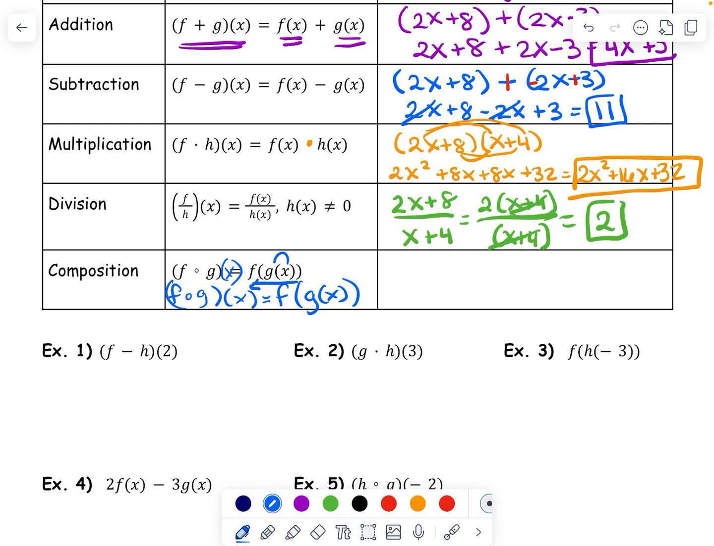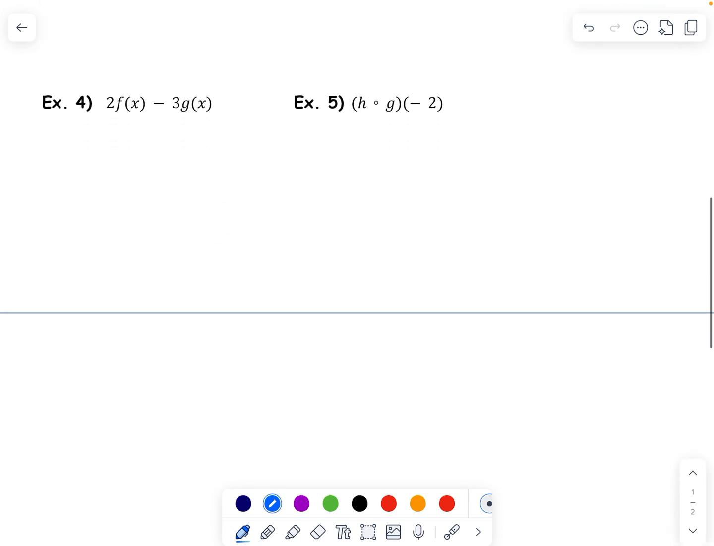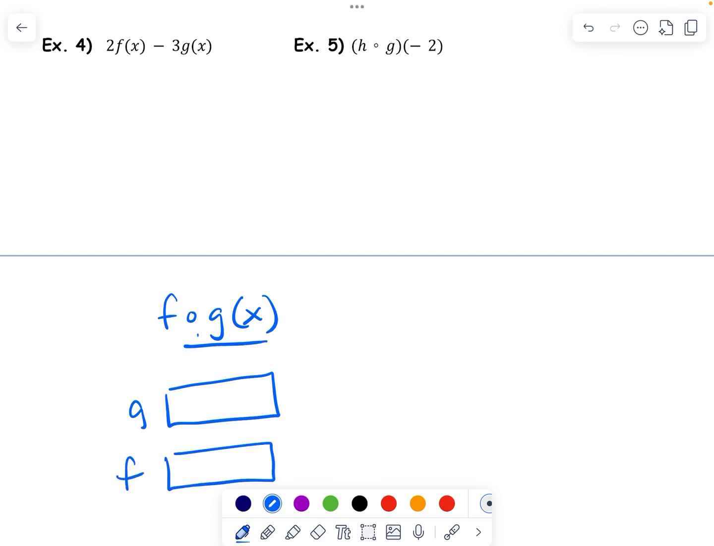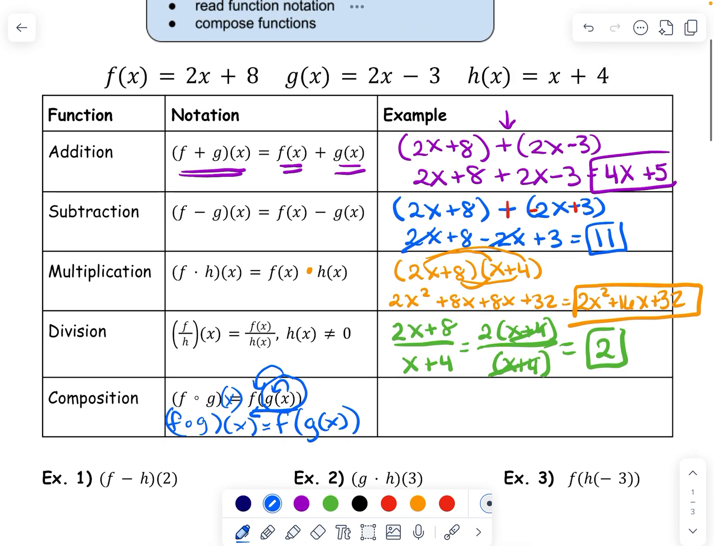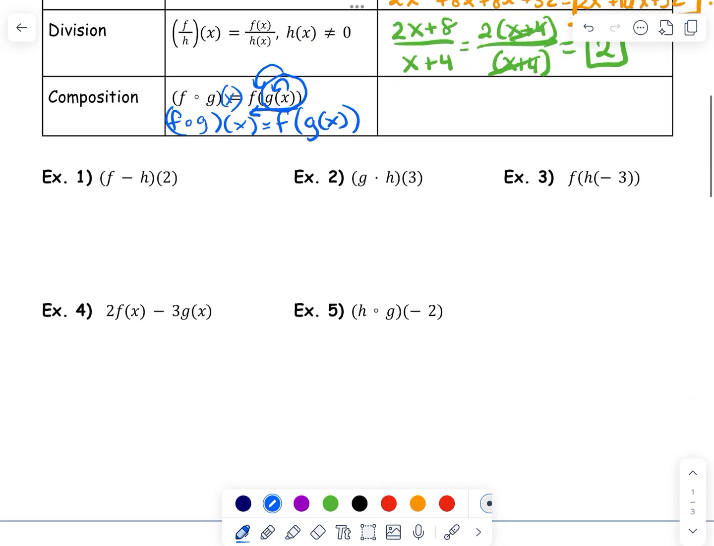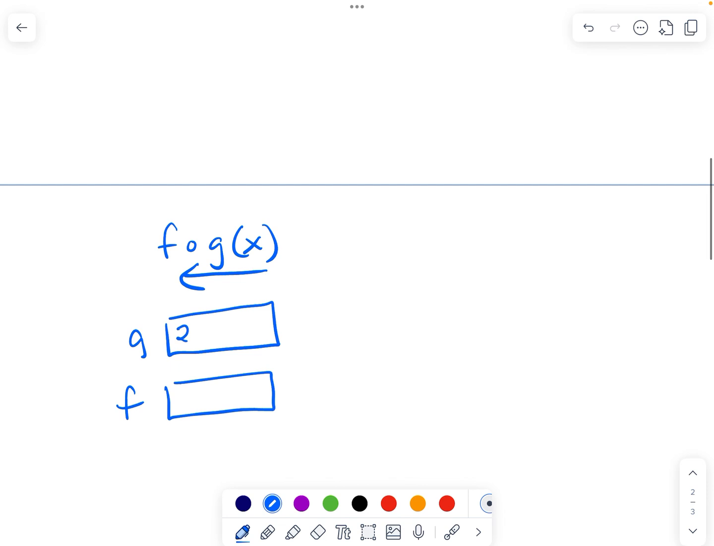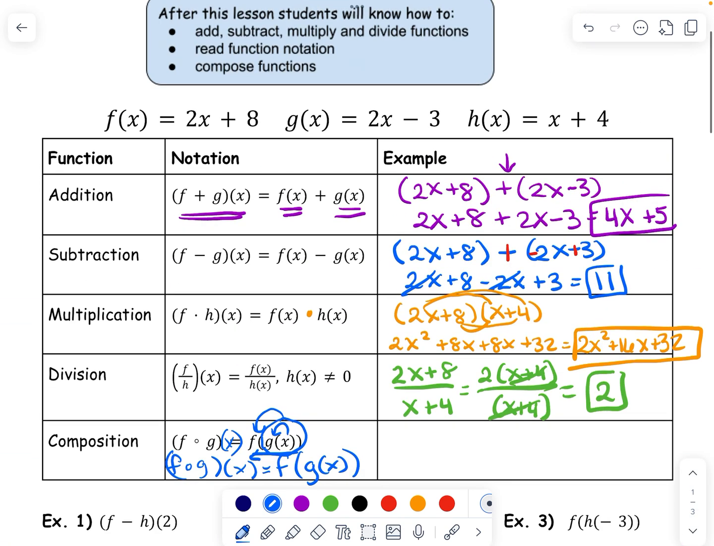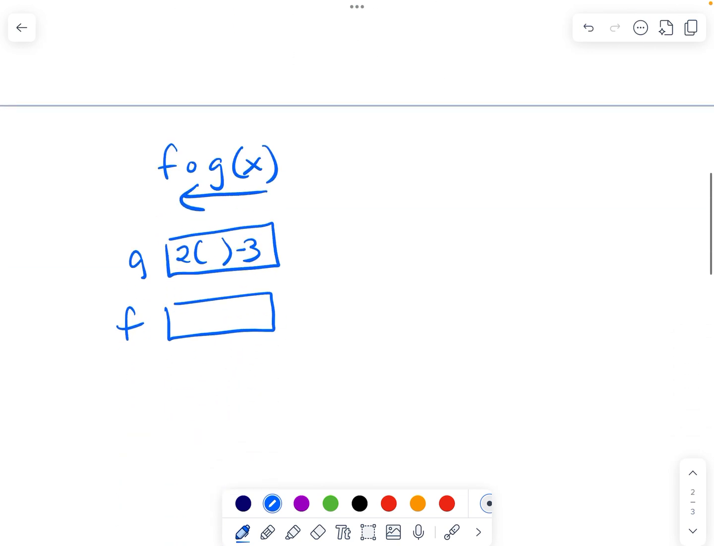So I'm going to take the x and put it into g, and then whatever comes out, I'm going to put into f. And sometimes you can look at it as f of g of x, almost like a function machine. Something's going to go into g first, and then into f, because we're going to be going this way. So we go up and we see what g is. g is 2x minus 3. And f is 2x plus 8.